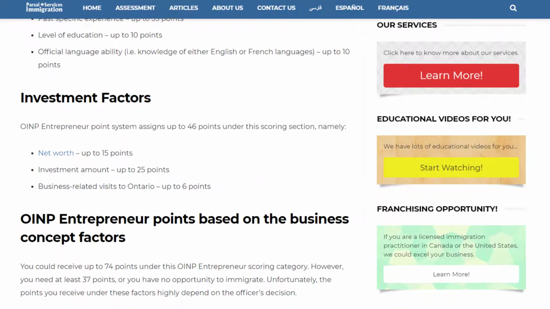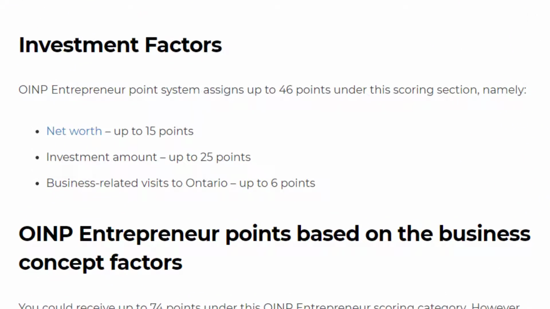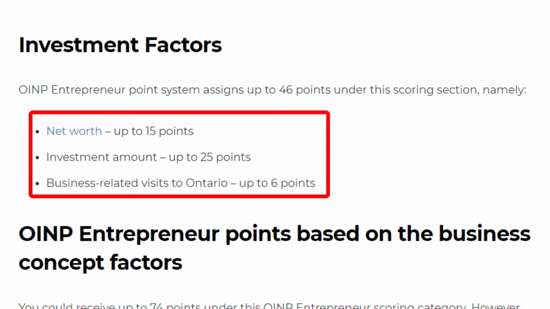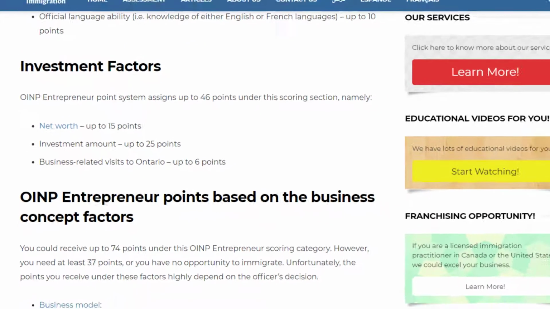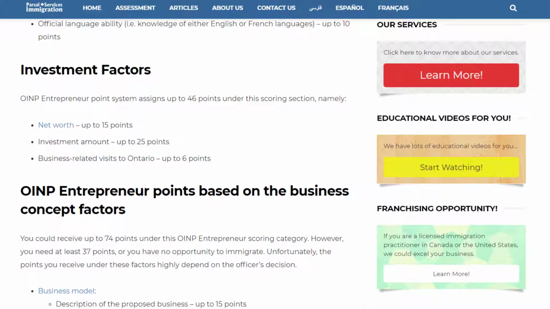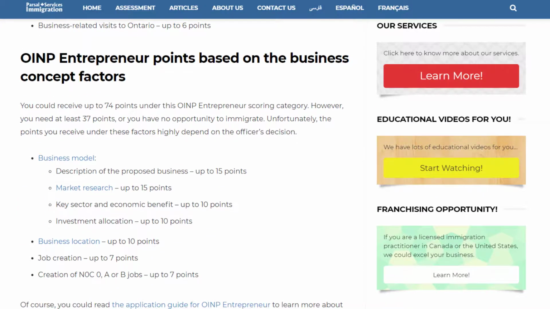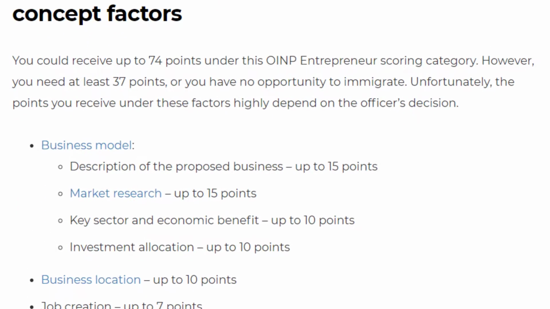In terms of investment factors, you could receive up to 15 points because of your net worth, up to 25 points because of the investment amount, and also if you have paid a visit to Ontario, you could receive 6 points. Next are the Ontario Entrepreneur points based on the business concept factor.